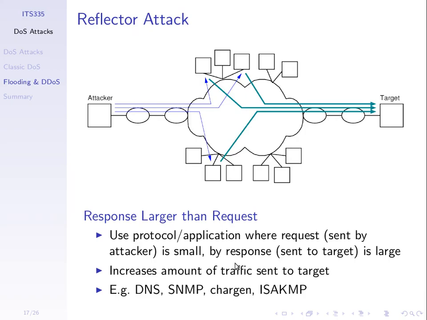That's what I try to illustrate here. We send out small packets to these innocent nodes on the computer who reply to the source, where the source is in fact the target using a fake source address, and those reply packets are larger, making the receive rate of the target much larger.